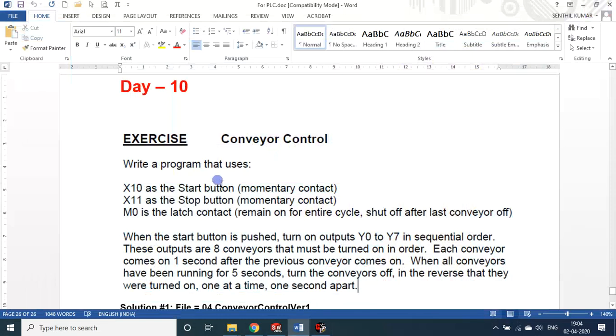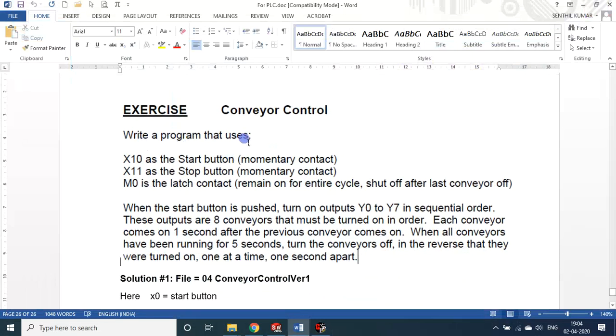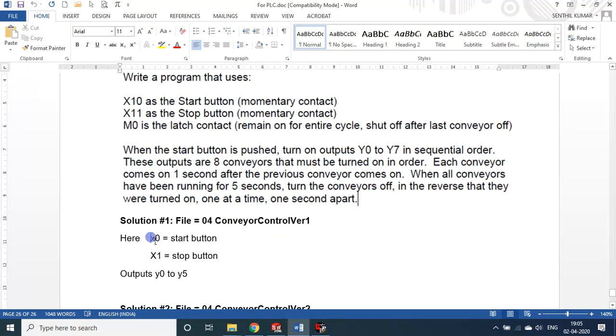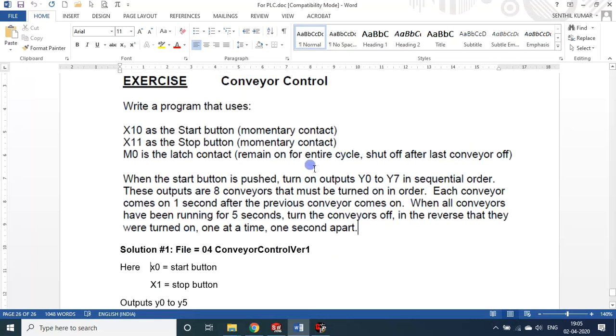It is a problem given in the Mitsubishi PLC manual, Japan. It is a conveyor control. They asked us to write a program that uses X10 and X11. X10 and X11 means 9th input and 10th input, but we will be using only MR14, which has only 8 inputs. That is why instead of X10 I used X0, instead of X11 I use X1. Otherwise the problem remains the same.